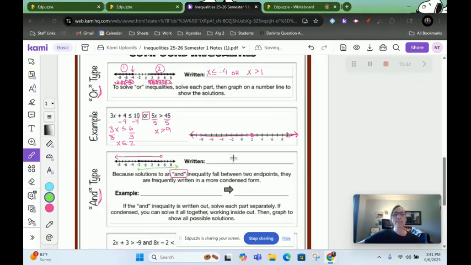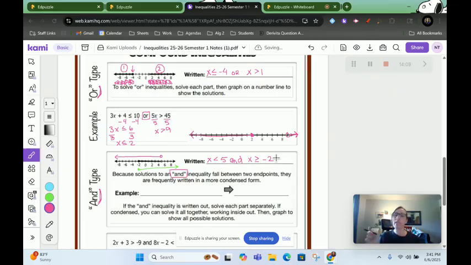Okay. And so we can write them as two separate inequalities. So we could say x is less than 5 because it's an open circle right there and it's going to the left. And then we would use our word and. And then for the green one, it would be x is greater than or equal to -2 because it's a closed circle and it's going to the right.